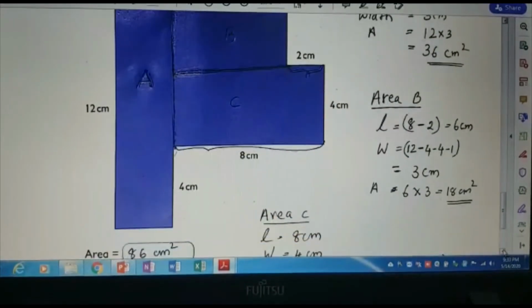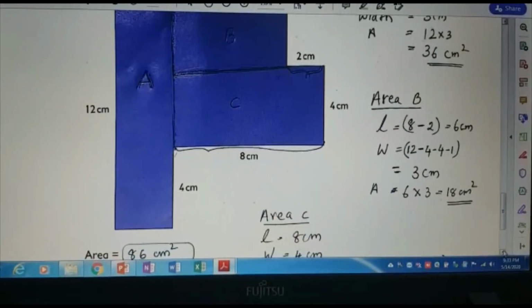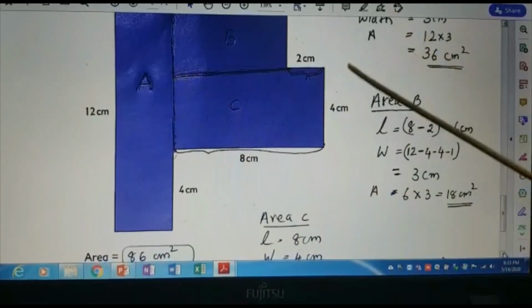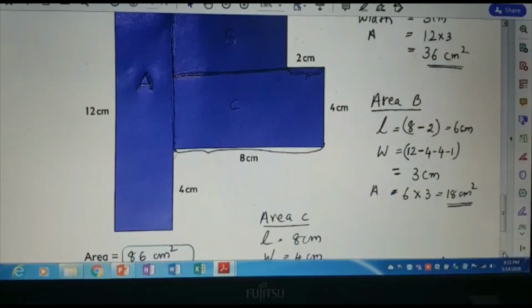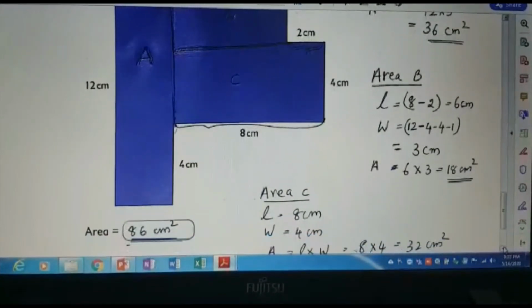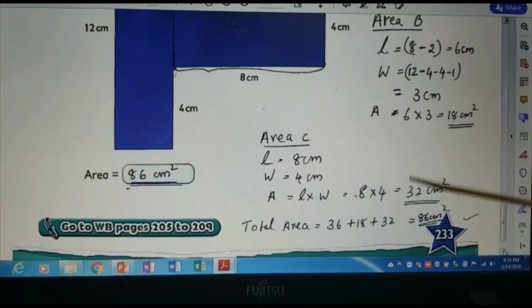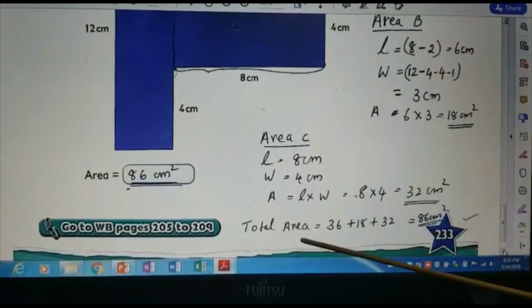Then coming to C. C is this shape, is it? Last one is C. So what is the length? It is already given 8. Nothing to find. Then what is width? It is 4. So what is 8 times 4? It is equal to 32. So what is the area? 32 centimeter square. So what is the total area?